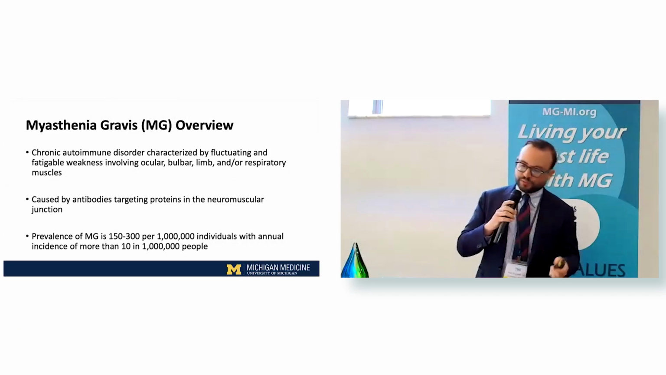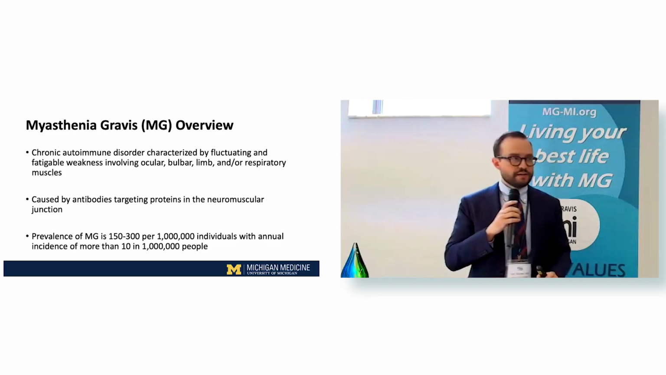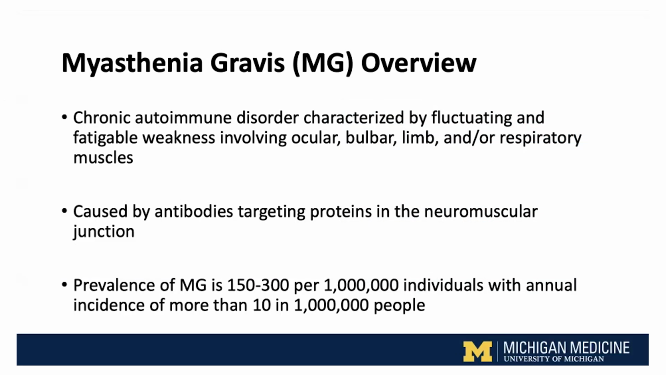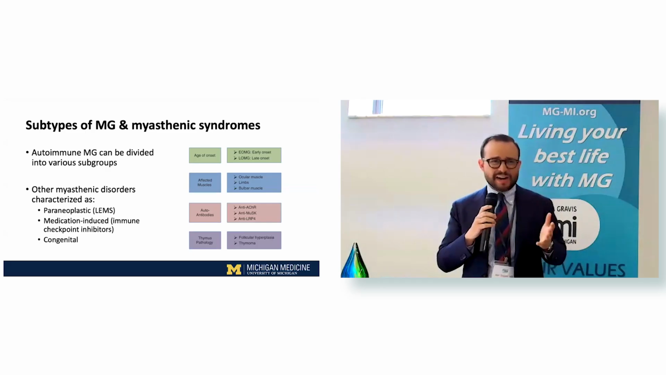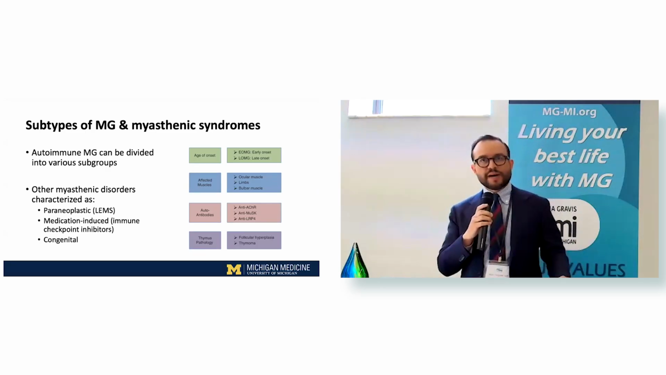Many of you know this, but just a brief overview on myasthenia gravis: it is a chronic autoimmune disorder of the neuromuscular junction. It's usually characterized by fatigable and fluctuating weakness involving many different muscle groups: the eyes, mouth, speech, breathing, the limbs. It's caused by antibodies that affect the neuromuscular junction. The prevalence is around 150 to 300 per million, and annual incidence is a little bit more than 10 per million. There are many ways we classify myasthenia gravis, at least autoimmune myasthenia gravis.